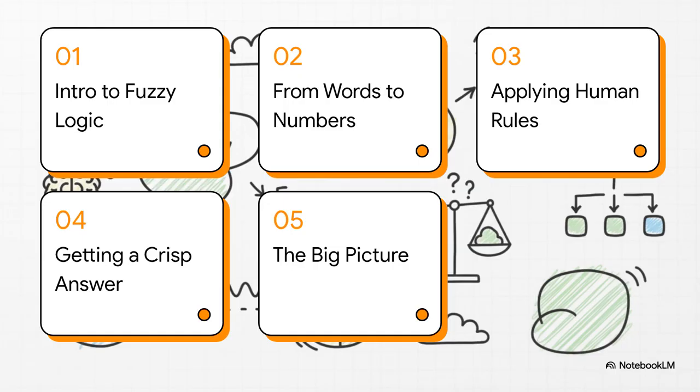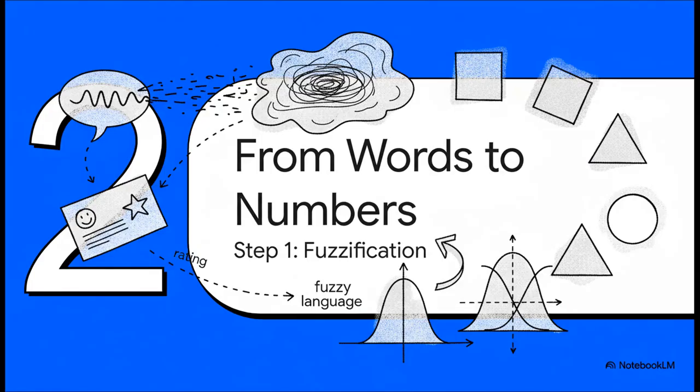All right, so let's walk through how this whole thing works. We're going to start with the problem with precision, then introduce fuzzy logic. From there, we'll see how to go from words to numbers, apply some human-like rules, and then, finally, get a nice crisp answer. We'll wrap up with the big picture, and to make it all super clear, we're going to use a really simple example, figuring out how much to tip at a restaurant. All right, let's get into it.